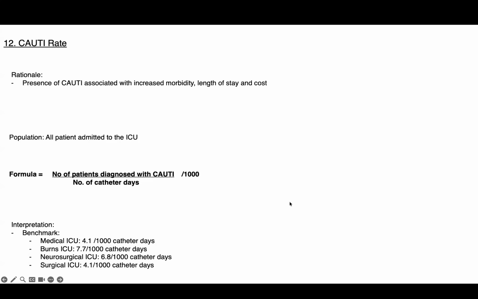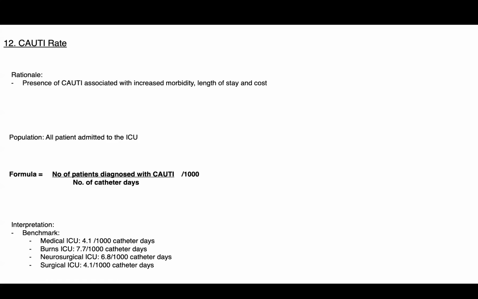Then comes the CAUTI rates. So it's similar to CLABSI and ventilator days. It is associated with increased morbidity, length of stay, and cost. Includes all the patients admitted to the ICU. So the formula is number of patients diagnosed with CAUTI divided by the number of catheter days. So like I said, for ventilator days and central line days, even urinary catheter days are calculated in a similar fashion. So urinary catheter or SPC, both are taken into consideration. Some may ask whether condom cath comes under this.